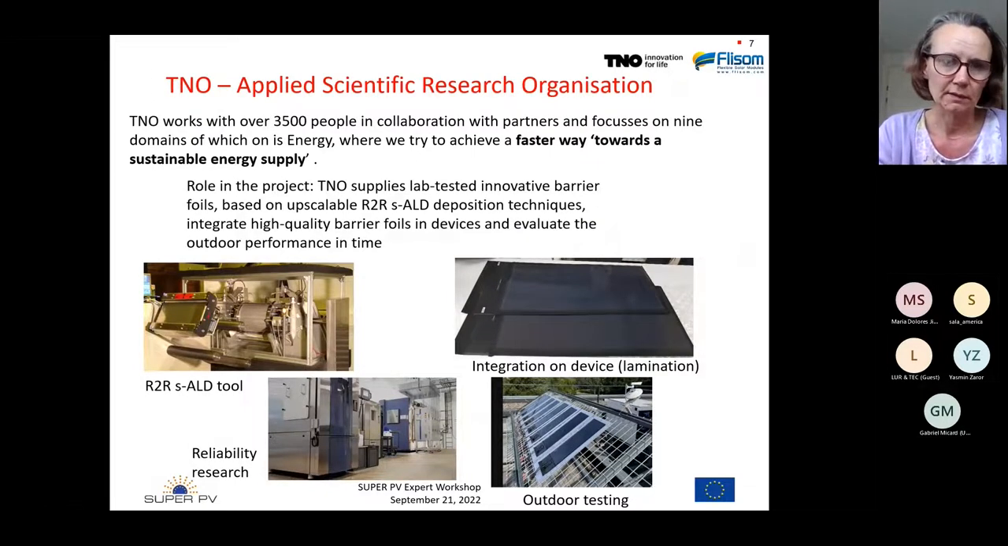Then the other partner, that's us, that's TNO, Dutch Organization for Applied Scientific Research, where we work with over 3,500 people on nine different domains, of which one of them is energy. And here we try to achieve a faster way towards sustainable energy supply, which is not only solar, but also wind and hydrogen and other technologies. But of course, we focus on solar. The role of TNO in the project is that we supply these lab-tested innovative barrier foils based on upscalable roll-to-roll spatial ALD deposition techniques, that we integrate these high-quality barrier foils in devices and evaluate the outdoor performance over time.